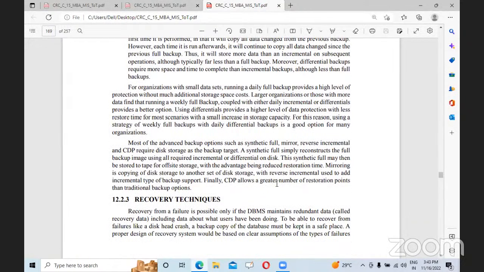For this reason, using a strategy of weekly full backups with daily differential backups is a good option for many organizations. Most of the advanced backup options such as synthetic full, mirror, reverse incremental, and CDP require disk storage as the backup target. A synthetic full simply reconstructs the full backup image using all required incremental or differential backups on disk.